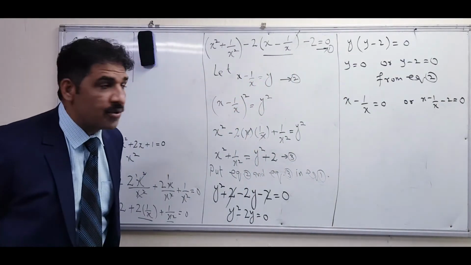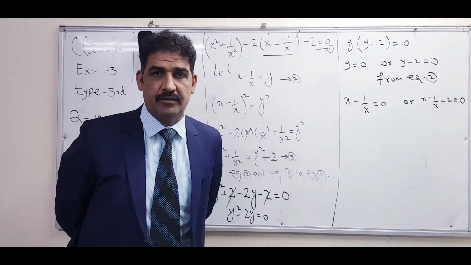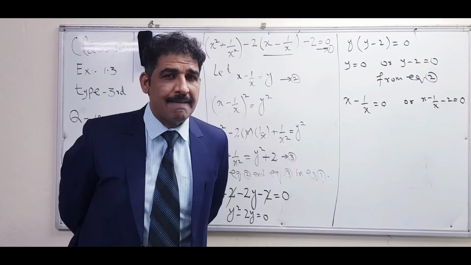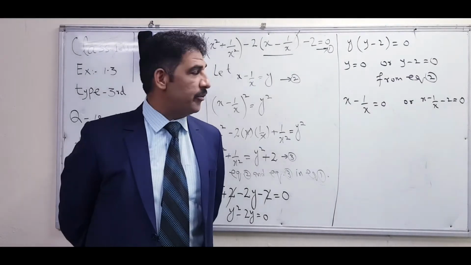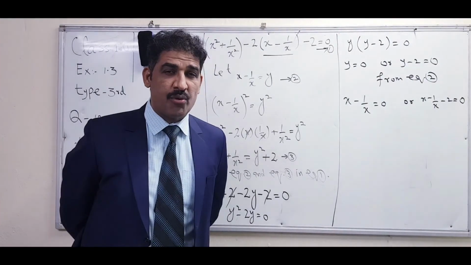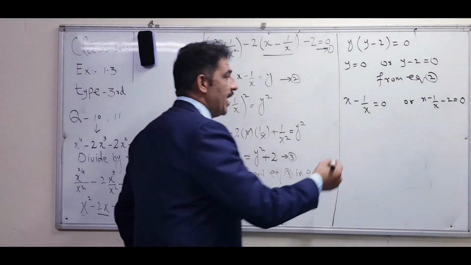So now we have to solve both equations. We have to remove the denominator. How to remove the denominator? Yes. Multiply by LCM. Good. And what's the LCM of both equations? x. Good. So multiply by x on both sides.